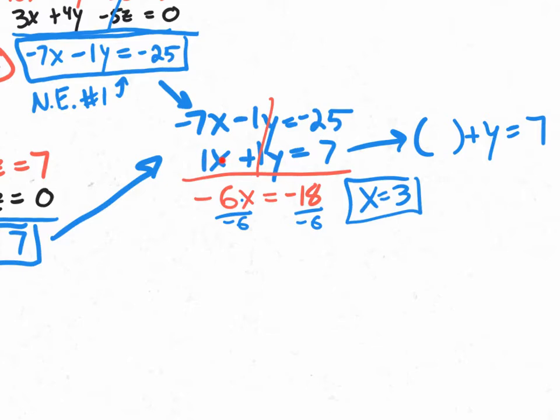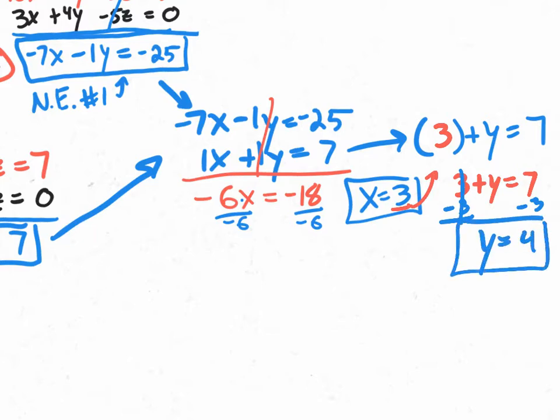Again, you don't need the 1x. You could just put x plus y equals 7. There it is, x, the parentheses, plus y equals 7. Take that 3, that's x, and plug it right in there. So you have an equation that reads 3 plus y equals 7. Get that 3 over to the other side by subtracting 3. We have y equals 4. Ta-da!